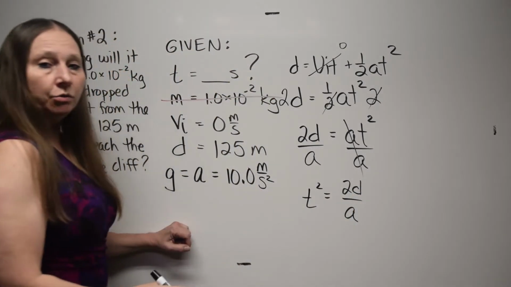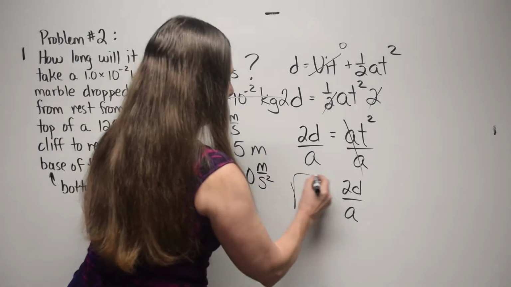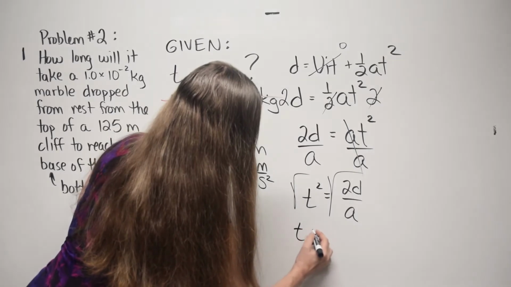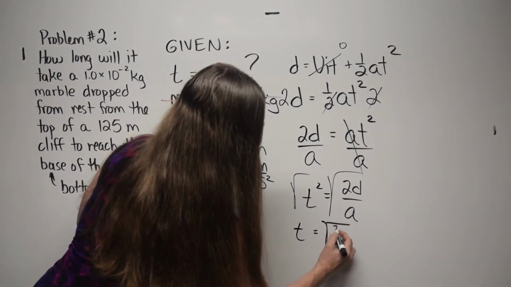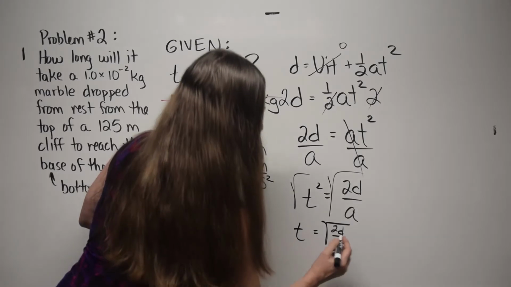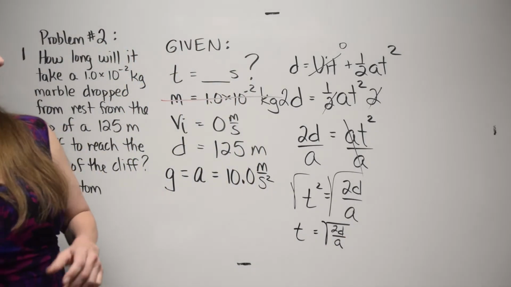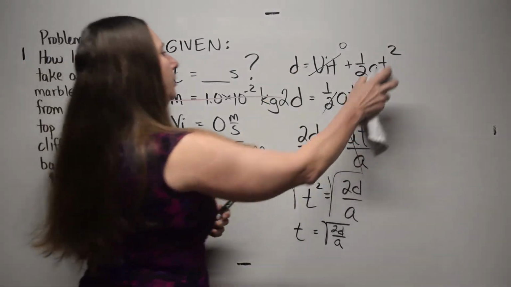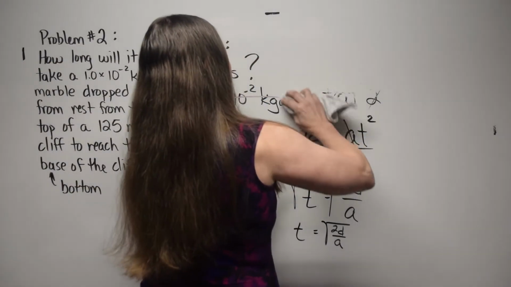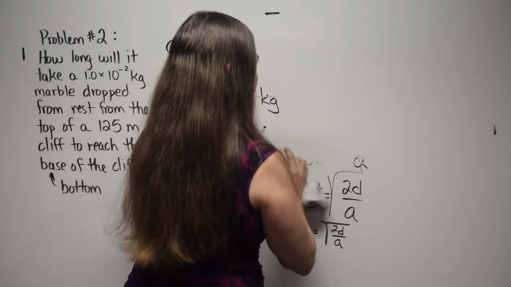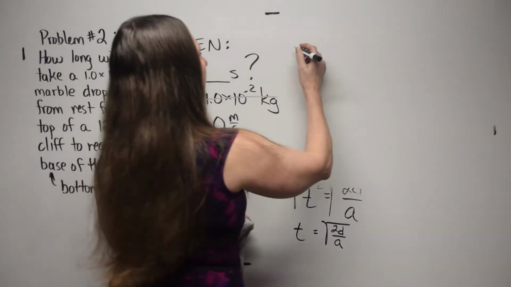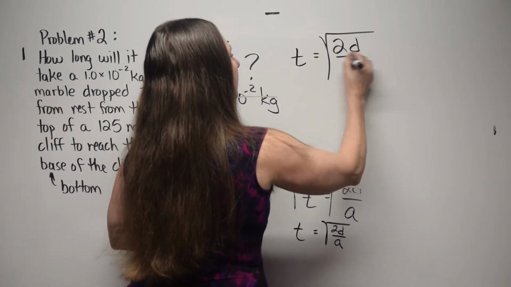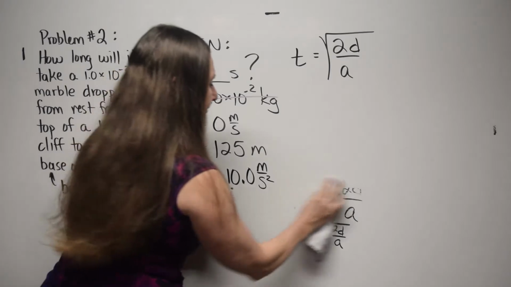I don't want T squared. I want T. Take the square root of both sides. And we're going to get T equals the square root of 2D over A. So I'm going to copy that equation. That's the version of this equation that we're going to be using because we're trying to find T. So T equals the square root of 2D over A.